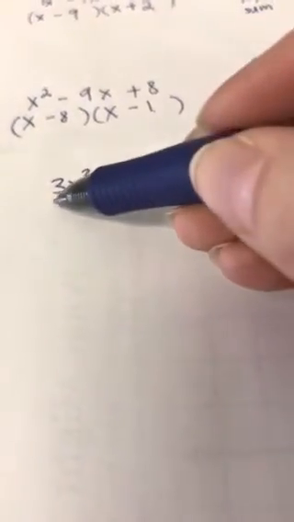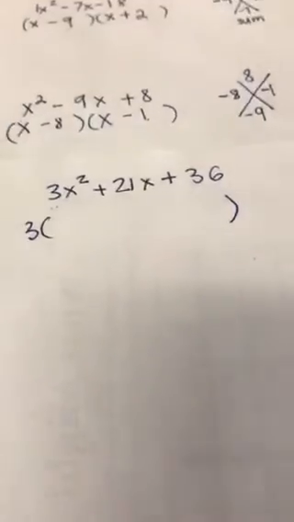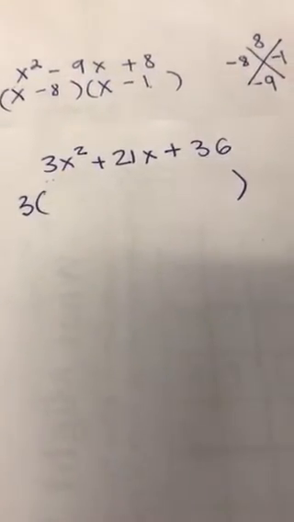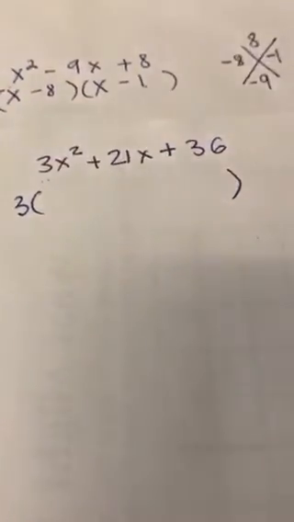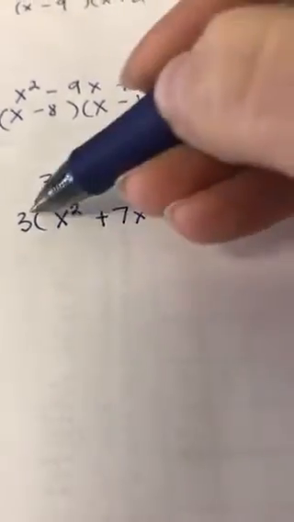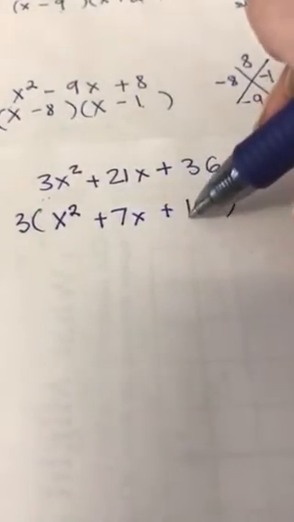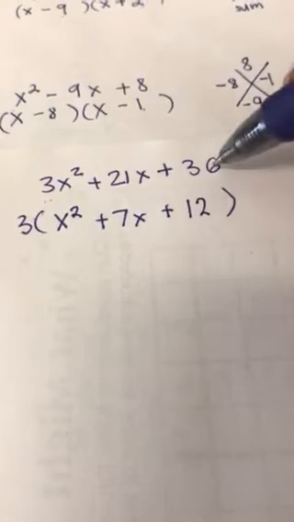The greatest common factor of 3, 21, and 36 is the greatest number that divides each of those numbers evenly. In this case, it is 3. So I'm going to rewrite this expression with the greatest common factor, and I'll get x squared, because 3 times x squared is 3x squared. Now this is going to give me a 7x, because 3 times 7x is 21x. And this one, 3 times 12 is 36.